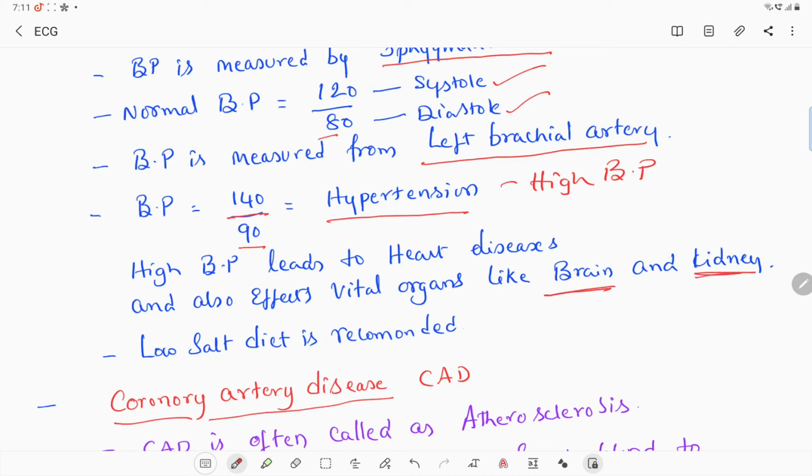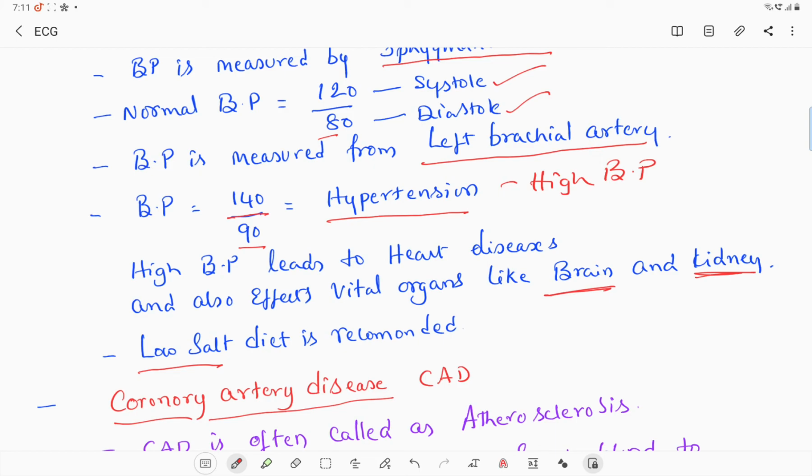So how to reduce high blood pressure? You have to reduce the salt intake. A low salt diet is recommended in the case of high blood pressure. If you are eating more salt, then the blood pressure keeps on increasing.